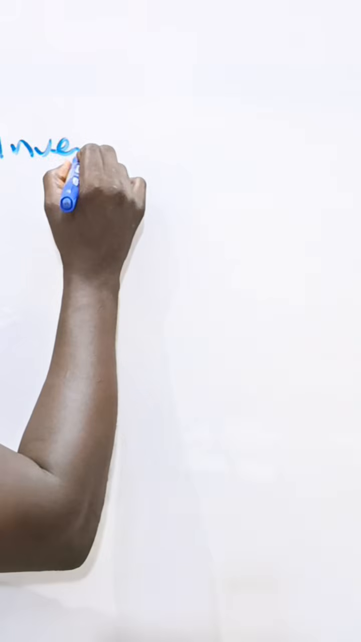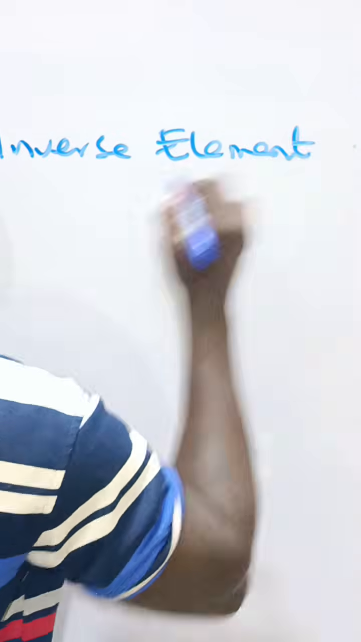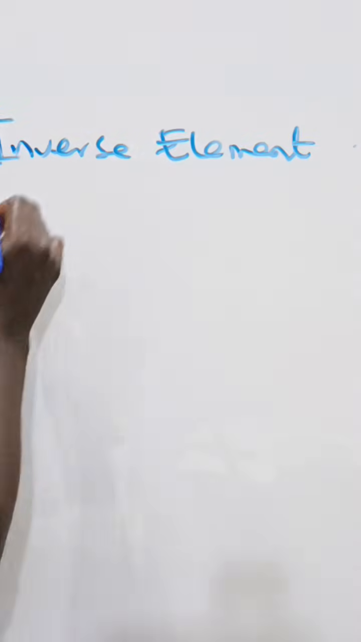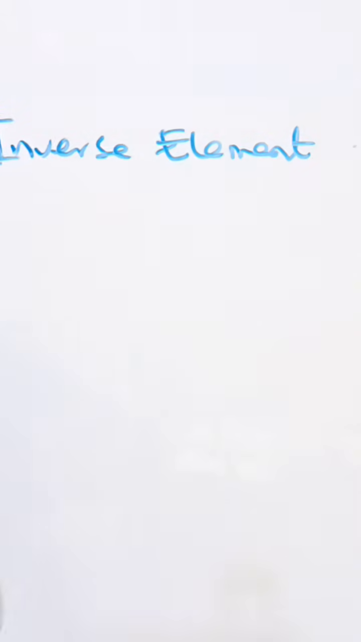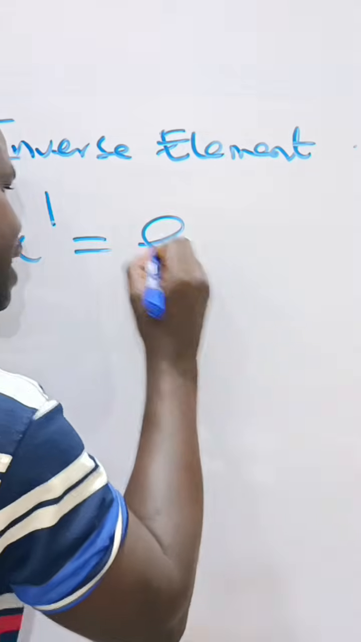Good day, viewers. I want us to note that if the question says find the inverse element, we cannot get the inverse element without knowing the identity element. So even if the question does not ask you to find the identity element, it is compulsory to find it. Because if you have an element, let's say under this binary operation, and you combine it with its inverse, we get the identity element.